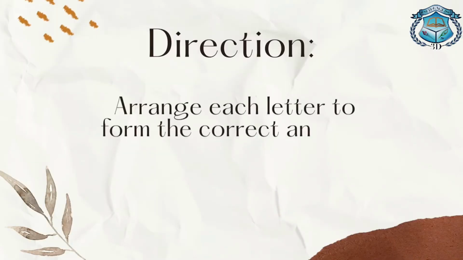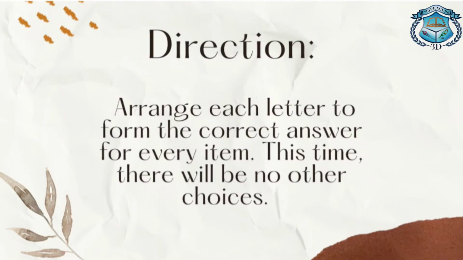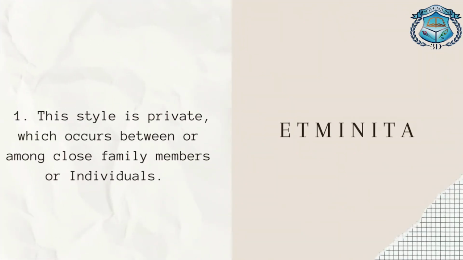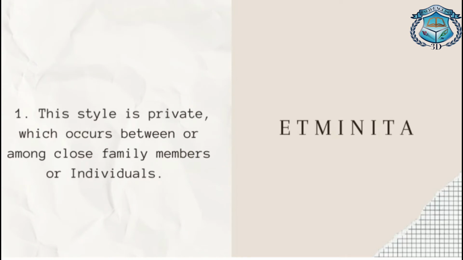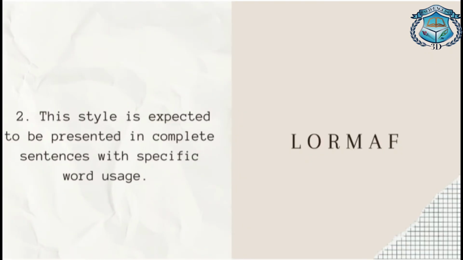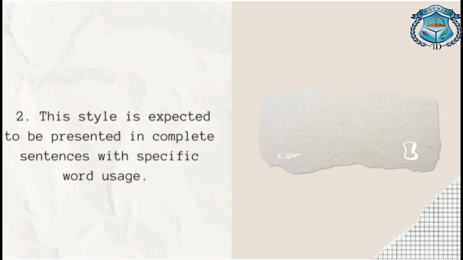Let's go now to the second part of your activity. Arrange each letter to get the correct answer for every item. This is the style in private, which occurs between or among close family members or individuals. Intimate. This style is expected to be presented in complete sentences with specific word usage. Formal.